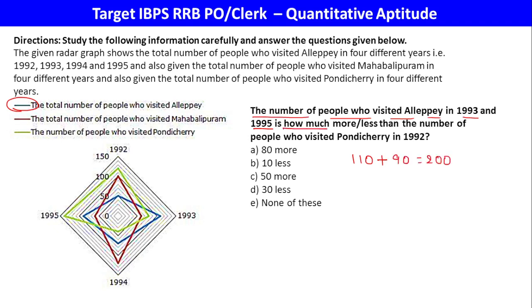Next: how much more or less than the number of people who visited Pondicherry in 1992? Pondicherry means the green line. In 1992 it is 100, 110, 120. The difference they are asking is 80. 80 more. Is how much more or less than, right? More, 80 more. Yes. Next question.